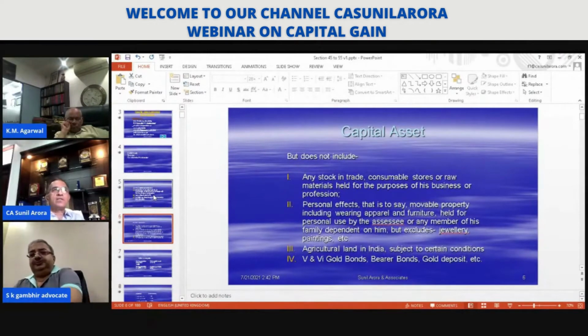Now, that means if you look at capital asset, it encompasses all types of assets held by me, whether for business or otherwise. And then there are some exceptions which are provided. That means certain exclusions have been provided. And for this purpose, 6 exclusions have been provided from the definition of the term capital asset from all my assets. And here what it says is that stock in trade, consumable stores, or raw material held for the purpose of business or profession.